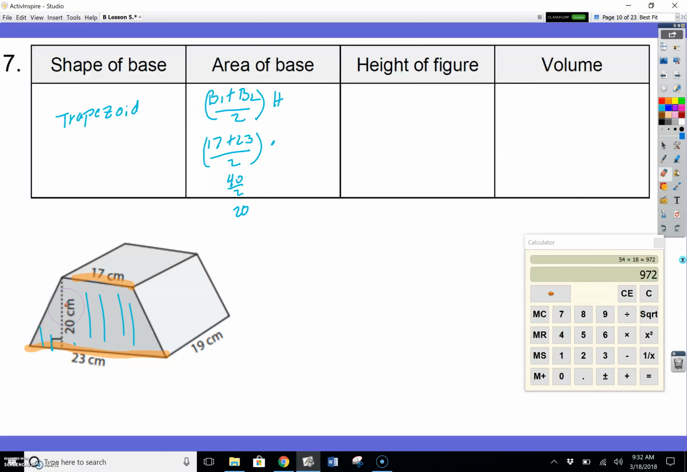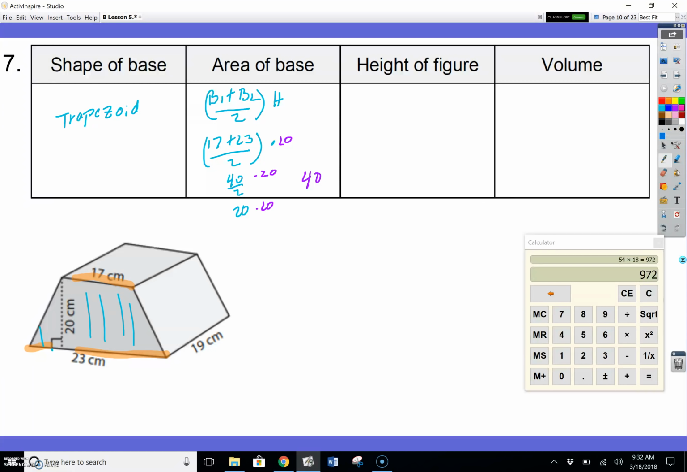I'll erase this so we can see it a little better. The height of the trapezoid is 20. So I'm going to put times 20, which means the area of the base, 20 times 20, is 400. Now guys, I know that this is the base and not any of these rectangles because I have two congruent trapezoids and they are parallel. None of these other sides are congruent and parallel.